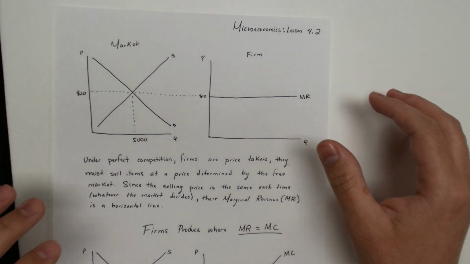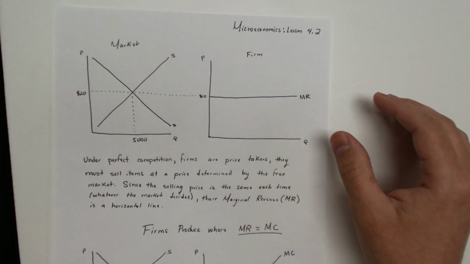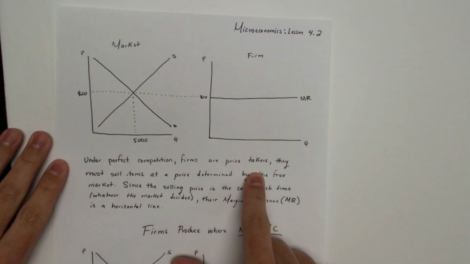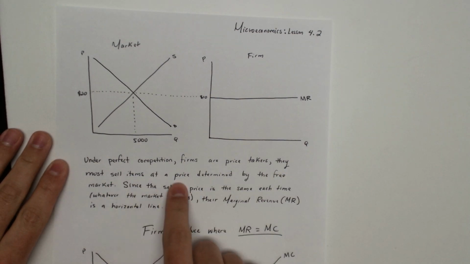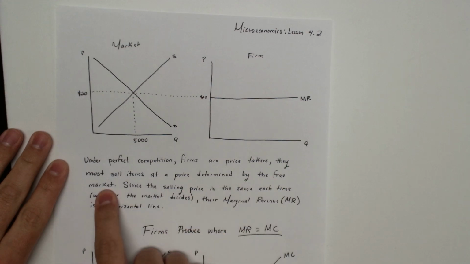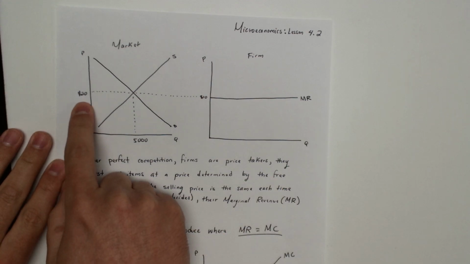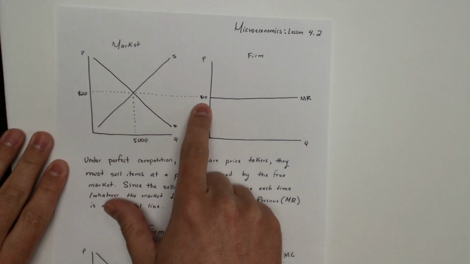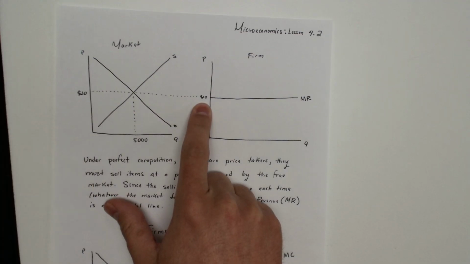Hello and welcome to this lesson on perfect competition. Under perfect competition, firms are price takers, which means they must sell items at a price determined by the free market. Here, the free market has determined a price of $10, so this firm must sell items for the price determined by the free market, which is $10.